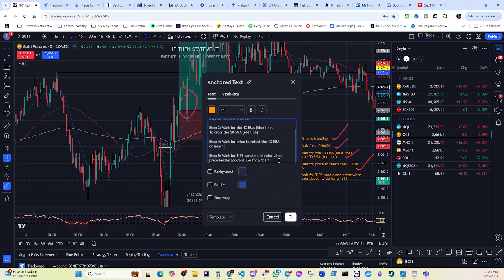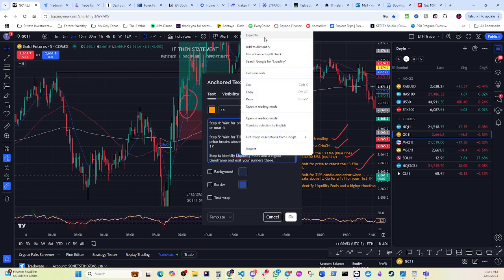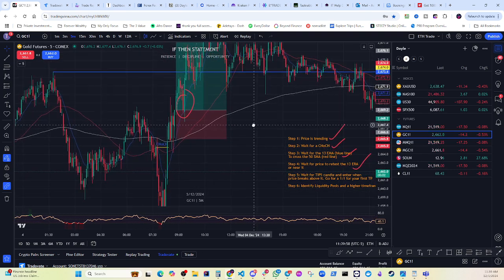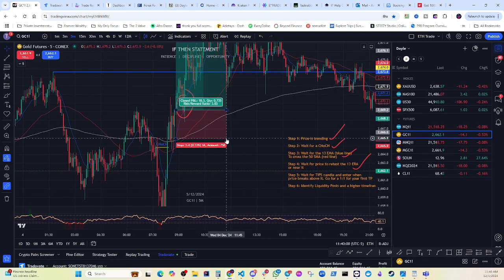Go for a 1-to-1 for your first TP. Step 6: Identify liquidity pools on a higher time frame and exit your runners there. Your runners are like the leftover. Like if you take 80% out of your trade, you have 20% left in the trade, and that 20% is your runner.